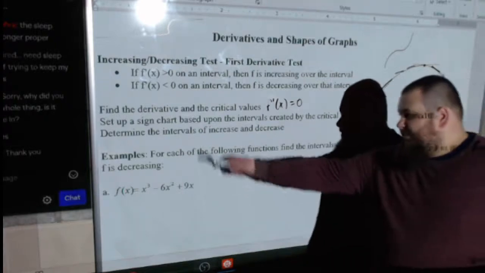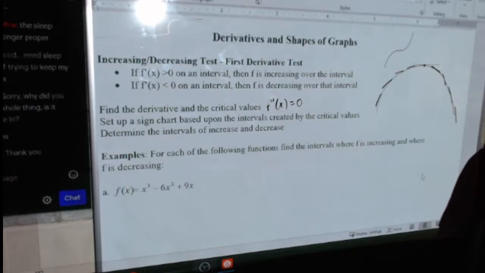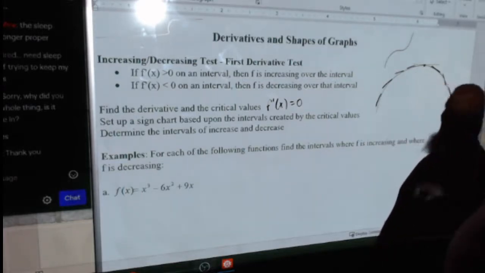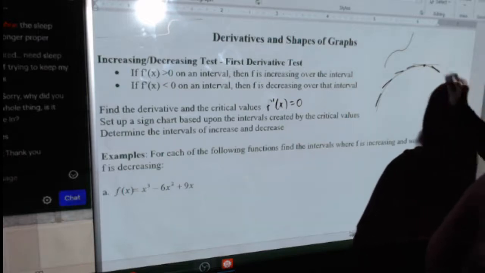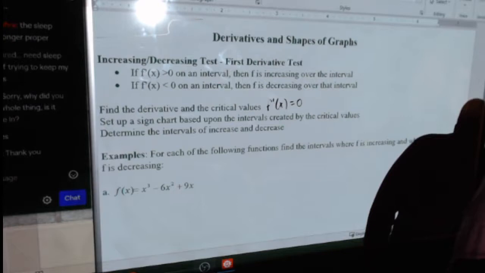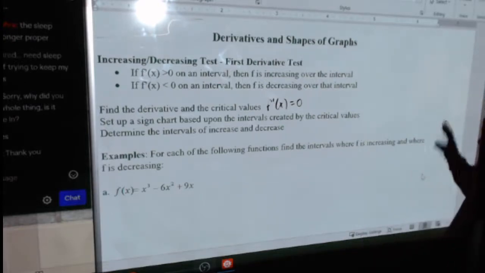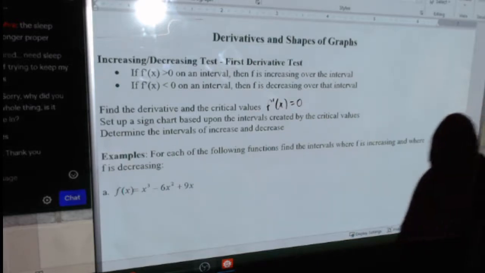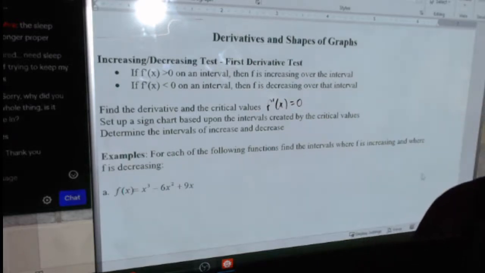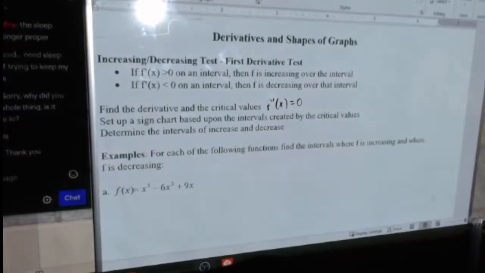Next thing says set up a sign chart. So what I like to do is set up a little chart for the signs on the derivative and set up a number line which is broken up by the critical values. And then using all that information, determining where the function is increasing and decreasing. So let me go ahead and do a problem, demonstrate, and see if any of that makes sense.